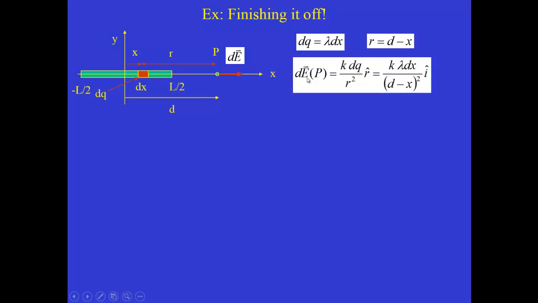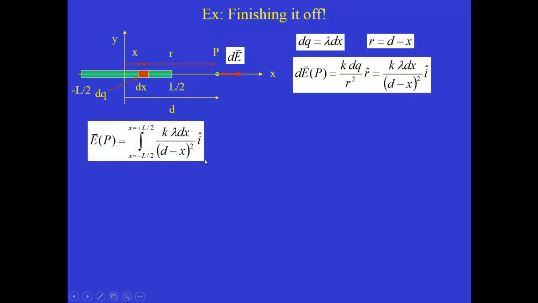So look at this. This means our dE expression is now k times lambda dx over the quantity d minus x squared, and I said already that r hat is in the i hat direction. So that's the contribution from this little charge element, and that's the hard work. Now we set up the limits and we finish off the problem. So the electric field is equal to the integral of this quantity summed up starting from x equals negative L over 2 at the left-hand end of the rod and going all the way to x equals positive L over 2 at the right-hand end.